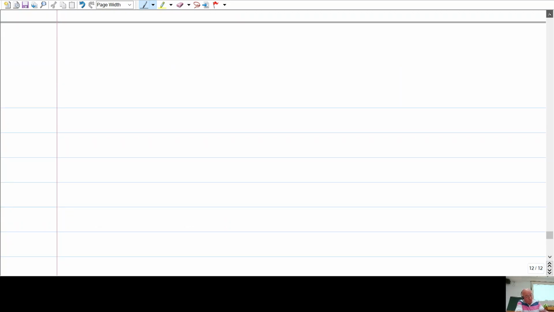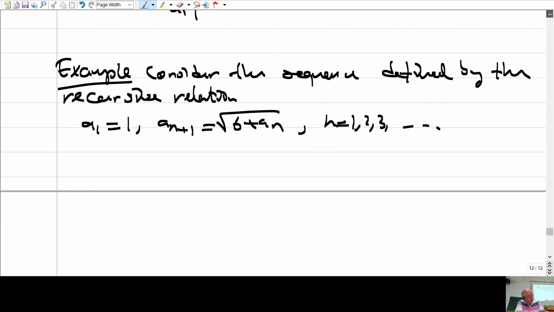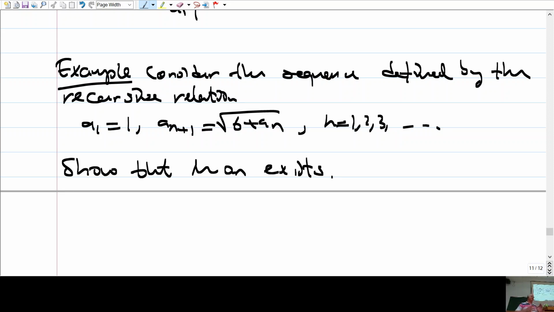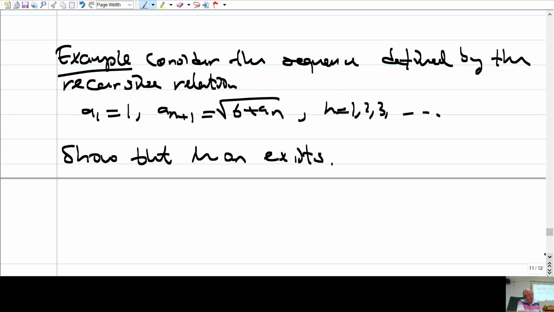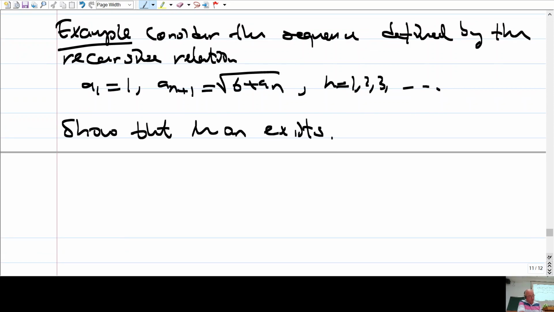Okay, so we are asked to prove, or show, that the limit of an exists. So we are asked to show that this sequence is convergent. How can we do this? Well, let's take a look at the terms of this sequence.